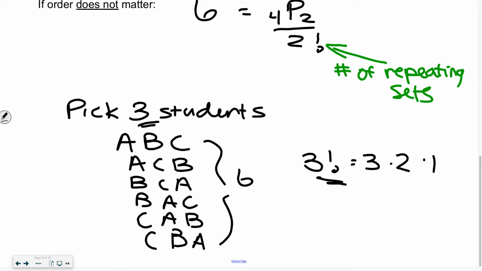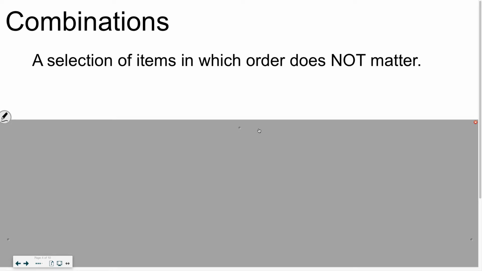So, down below, where we're talking about combinations, combinations are a selection of items in which order does not matter. And remember, this is really important. In permutations, it's an arrangement where order matters. I'm arranging things in a particular place. In combinations, I'm just selecting them, but it doesn't matter what order I choose them. Okay. So the order doesn't matter.